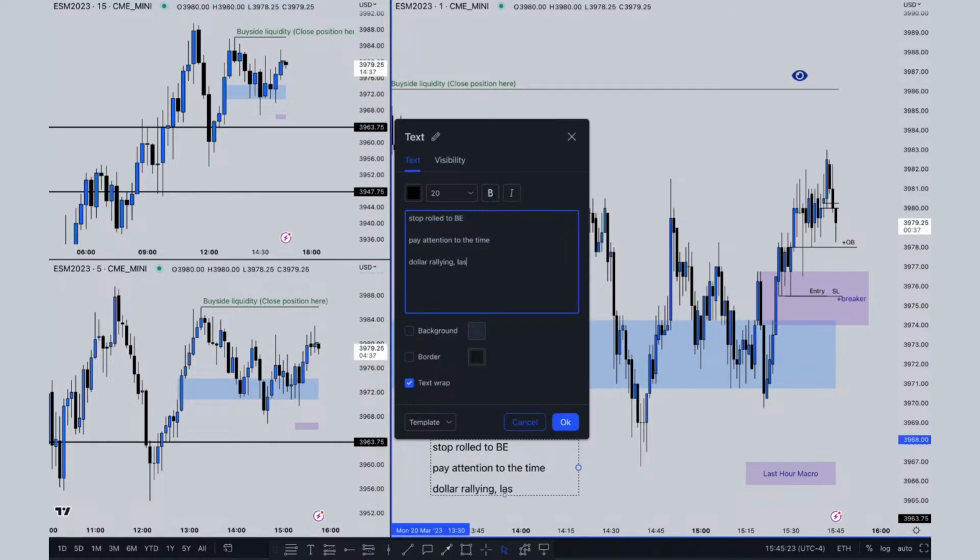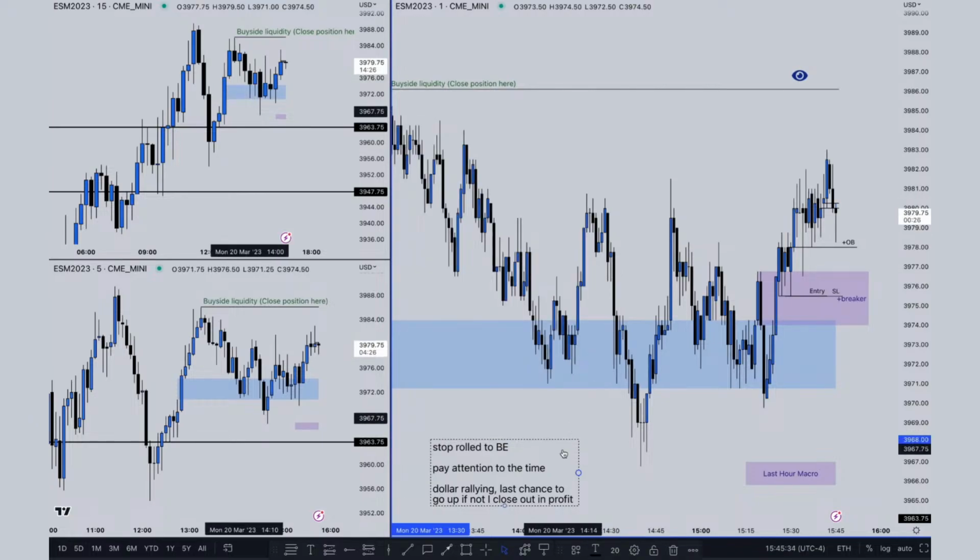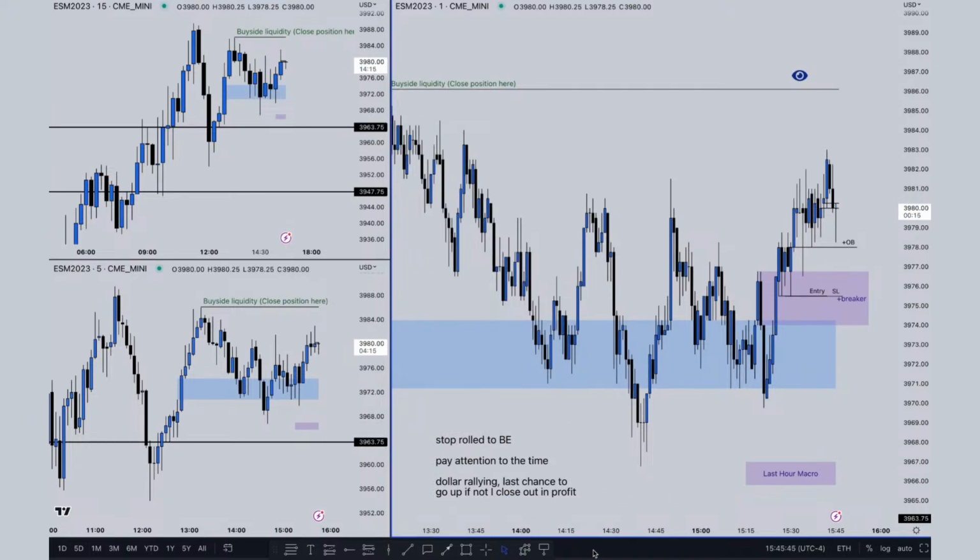So as you guys can see, I'm not in a hurry to move my stop higher. It's still well out of reaching distance from price, so I'm not concerned about it. As you see here, I said the dollar is rallying. This is the last chance for price to go up.